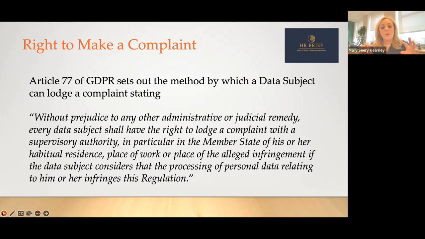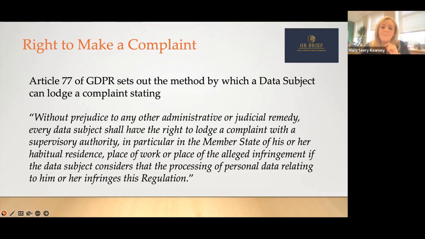So the purpose of GDPR was to unite Europe and the member states of the European Union, so that it didn't matter where you were, you could make a complaint in your own country. So it's not jurisdictionally exclusive. The jurisdiction is the entirety of the EU. So that's making a complaint to the Data Commission. That ends up in fines generally from the Data Commission or corrective action from the Data Commission. You'll see that in a few minutes.